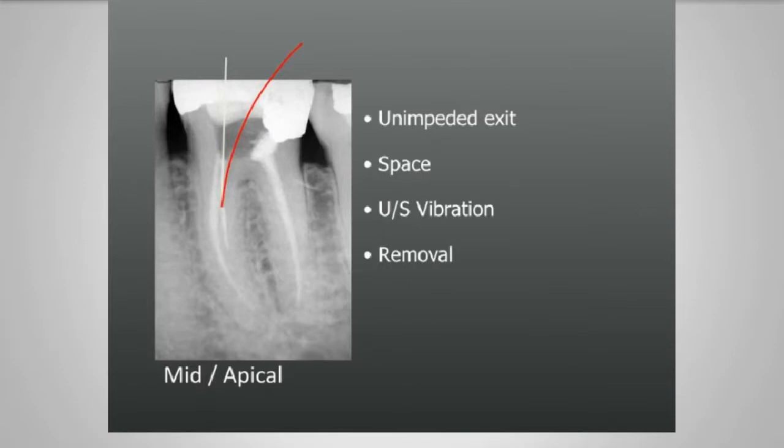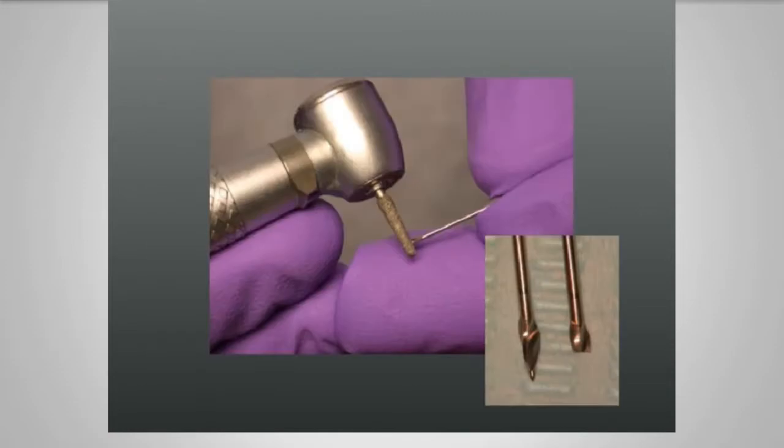In order to create the space, we modify a Gates-Glidden burr, and this is then called a belly burr. I wouldn't go any bigger than a size 3 because the Gates-Gliddens are starting to get quite large then, so I'd only use a size 2 or a size 3 Gates-Glidden burr and literally just machine off the bullet tip so that it becomes a cutting instrument that will create a flat platform over the head of the broken instrument.